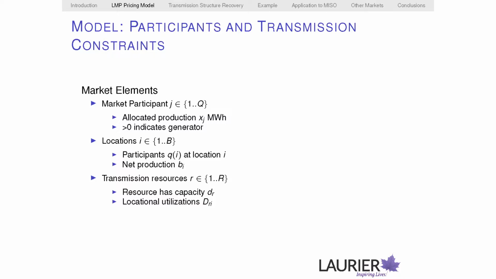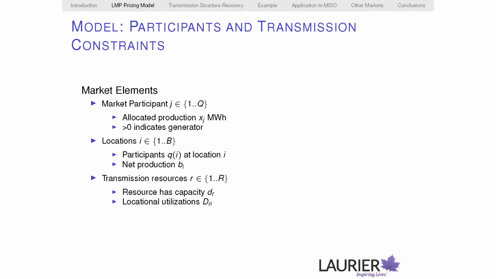We've got a set of locations. Each of these generators is at a particular location in the network. These are buses in the actual network. And at that particular location, you can sum up all the participants; they're essentially able to trade without any impact on the transmission lines. But the net production at that particular bus will have an impact on the transmission resources.